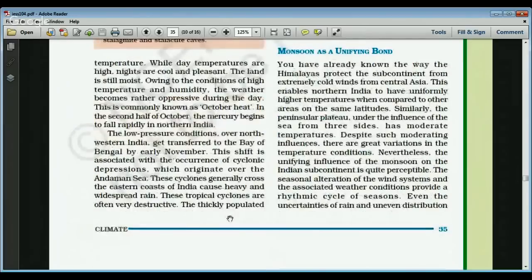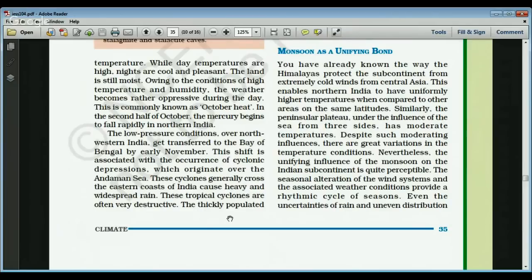And the monsoon is a unifying bond, because the ancient traders also took the help of the monsoon to come to India, and then waited for the monsoon to end so that they could move from India. The Arab traders also. There are various unifying factors, because the Himalaya protect the subcontinent from extremely cold winds from Central Asia, and this enables northern India to have uniformly higher temperature when compared to other areas on the same latitude.